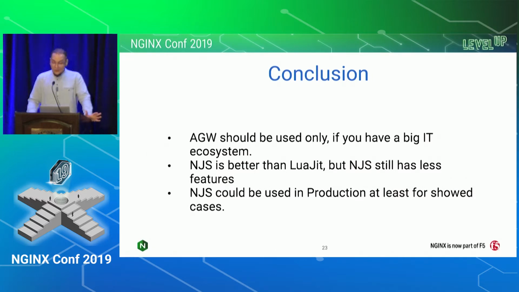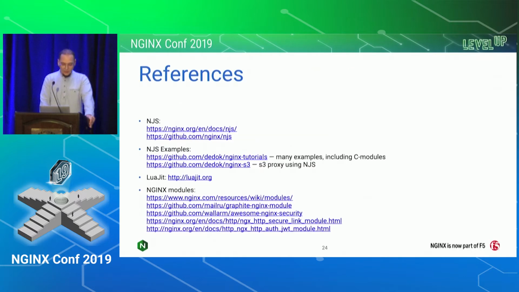Well, the general conclusion is an API gateway should be used only if you have a big IT ecosystem. It's a really nice tool. It decreases your total cost of ownership. And our conclusion is NGS is, for me, better than LuaJIT. And I believe that in the future, NGS will have a lot of new features, and NGS could be used in production. It works pretty well, at least for the cases which I showed in this presentation.